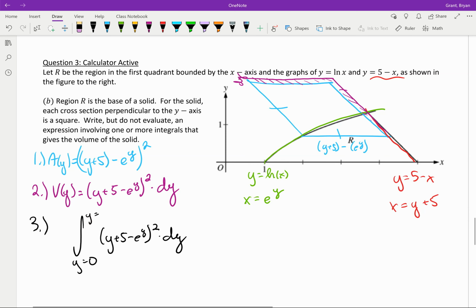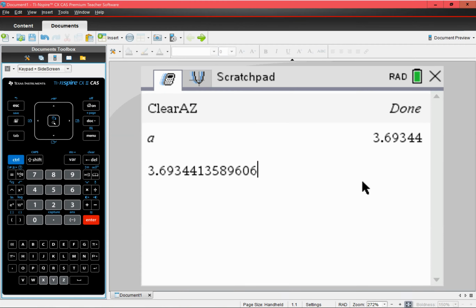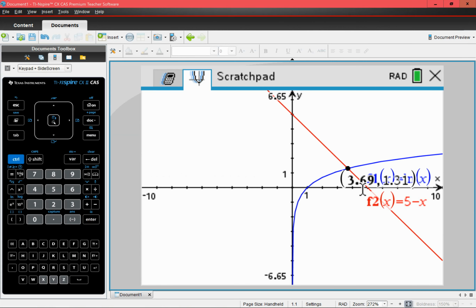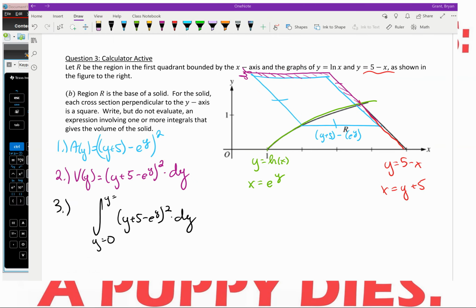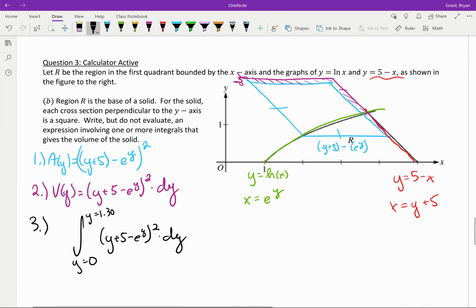And, of course, unfortunately, I picked the wrong value to hold on to. We need the y value that's over here. Great job. 1.31, there we go. Going at least a few decimals, 1.3065, something like that. There we go. And what else do we have to do, right? But do not evaluate. Okay, we're done.